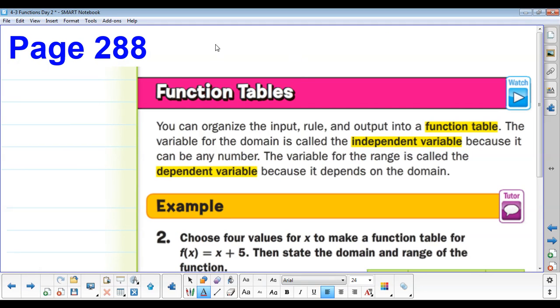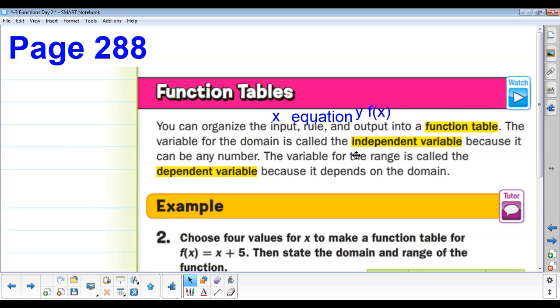Function tables. You can organize the input, rule, and output. So when they say input, they mean x. When they say the rule, that's the equation. And the output is y, or in this particular section, it's f of x. That's what they mean by each of those terms in a function table.